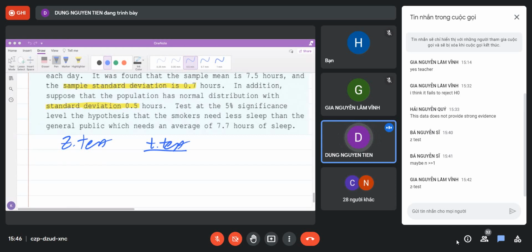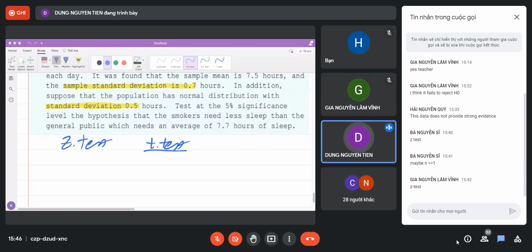Okay, and between the z-test and the t-test, z-test gives you the higher power of test. So it gives you more power, more chance to reject the null hypothesis. By using the z-test, you have more chance to reject the null hypothesis. That's why it is better to use the z-test. Do you understand? Is that all clear? Is that okay? Yes, it is. Okay, so it is better to use the z-test.